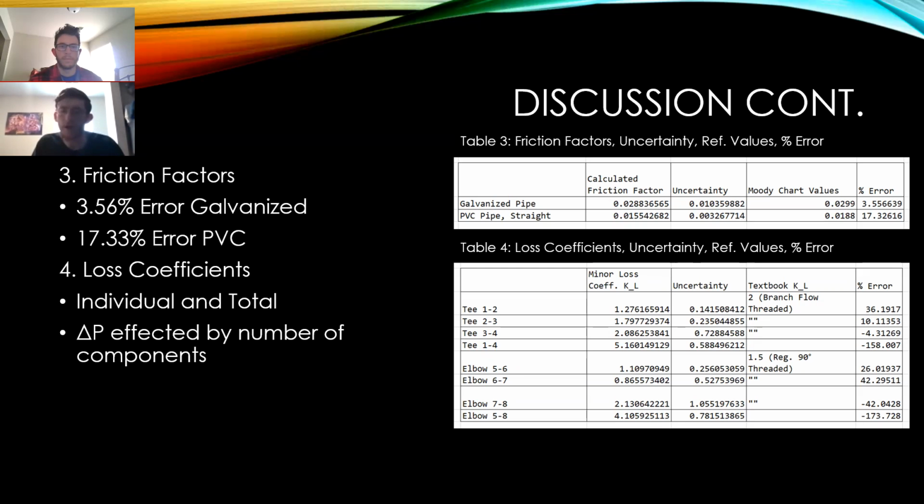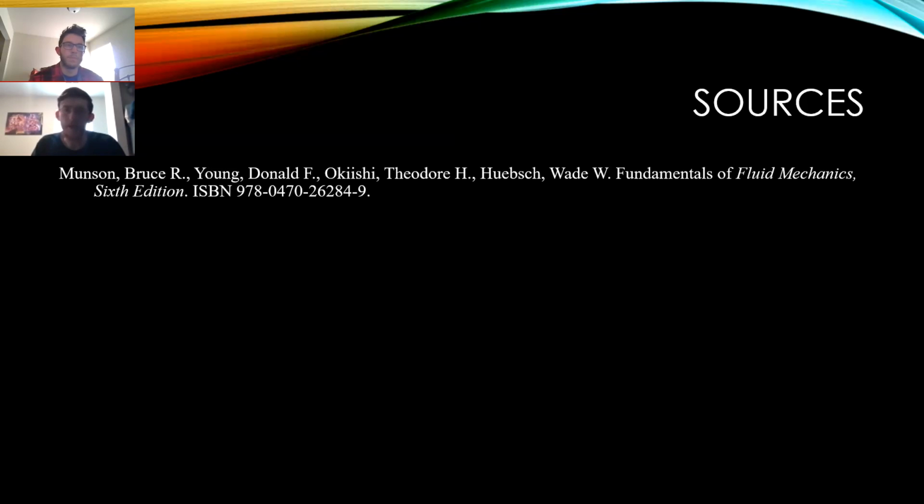And then when you look at the overall section of all of them combined, the loss coefficient takes a big jump up. This tells us that delta P is affected by the number of components. That's a very important thing to take into consideration in any future projects. In wrapping up, this is our sources page where we got those loss coefficients as well as some of the orifice plate dimensions and equations.